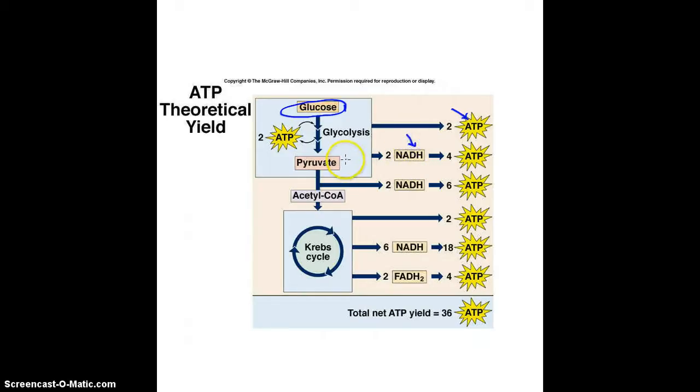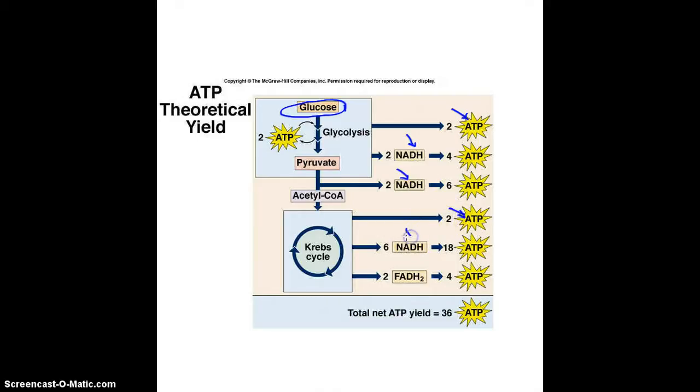Then we got 2 of our 3 carbon pyruvates. We turned them into acetyl-CoA by, remember, taking out carbon dioxide, but we once again made 2 NADHs. Then we went into the Krebs cycle. In the Krebs cycle, you will remember one turn made 1 ATP, one turn made another ATP. That's a total of 2 that it just flat out made.